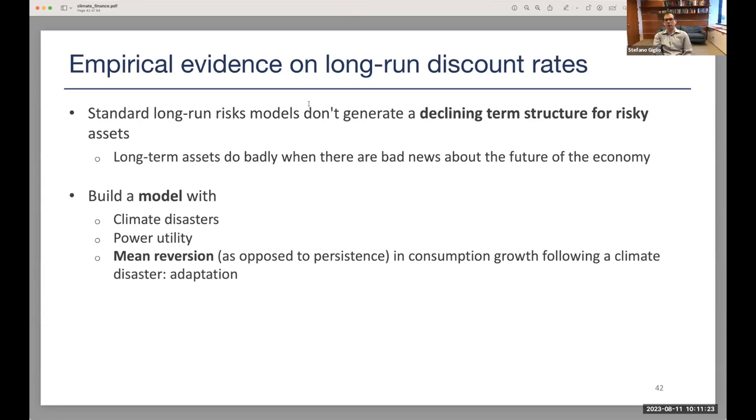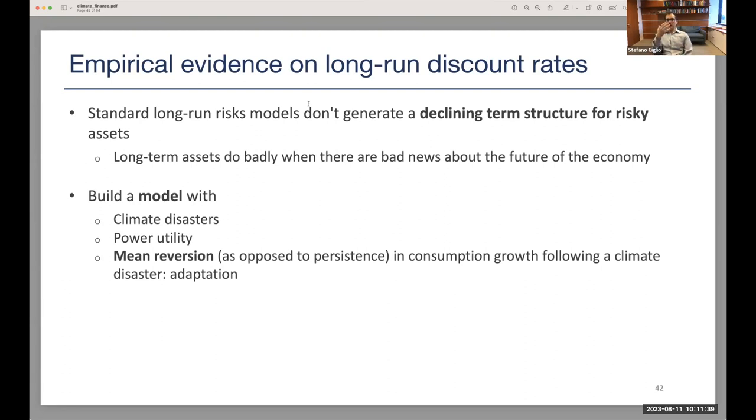If you work in your classes with a long-run risk model, for example, it implies an increase in structural discount rate for a risky asset, right? You're really worried about the long term. You really don't like risky assets in the long term, right? This is saying something about preferences, or about risk, right?